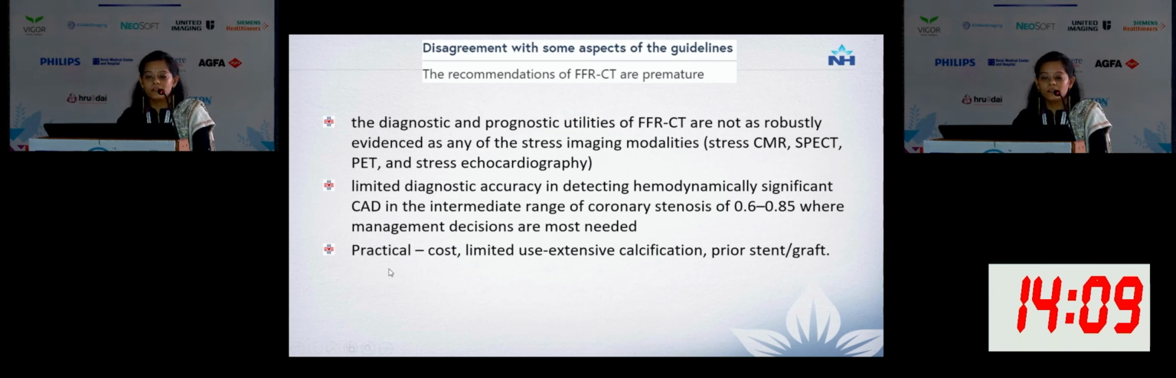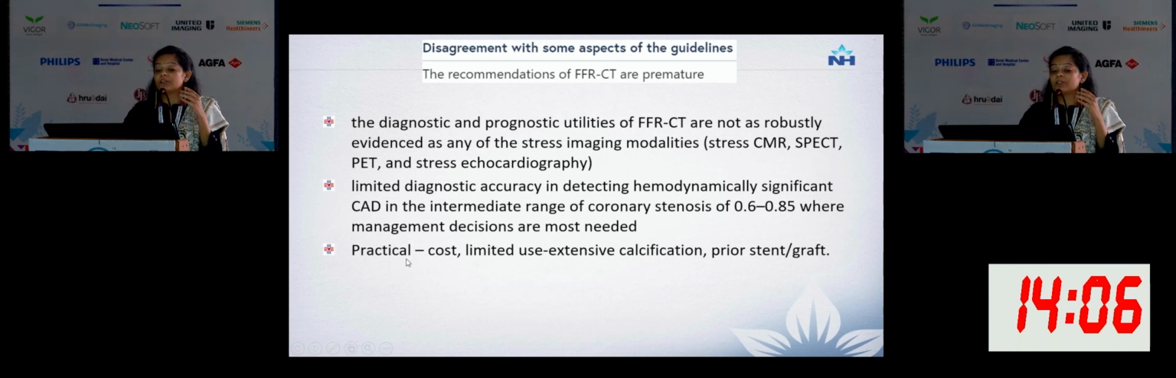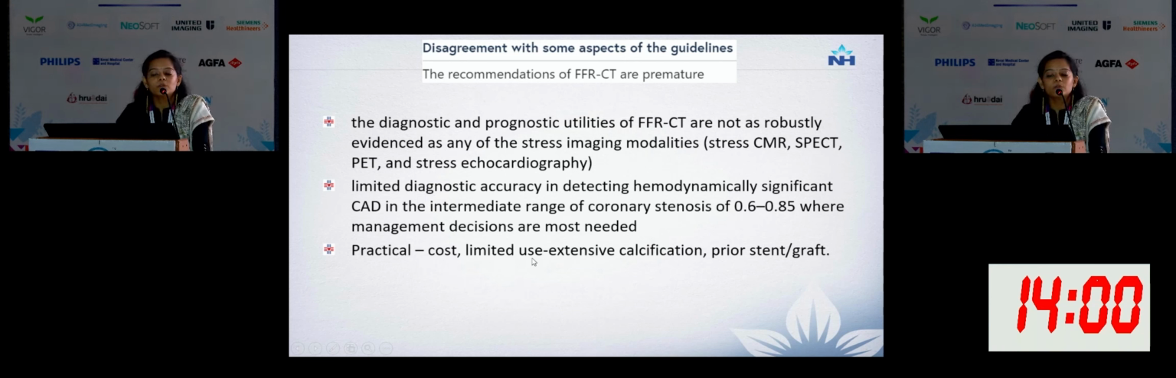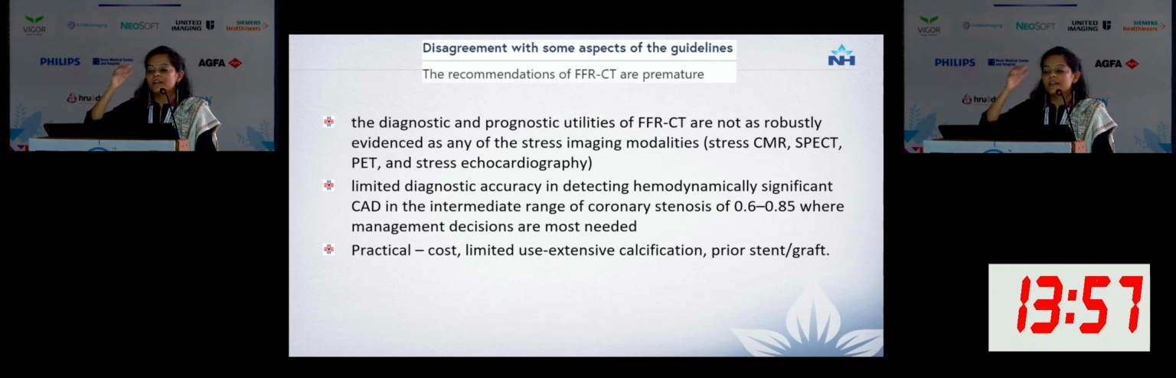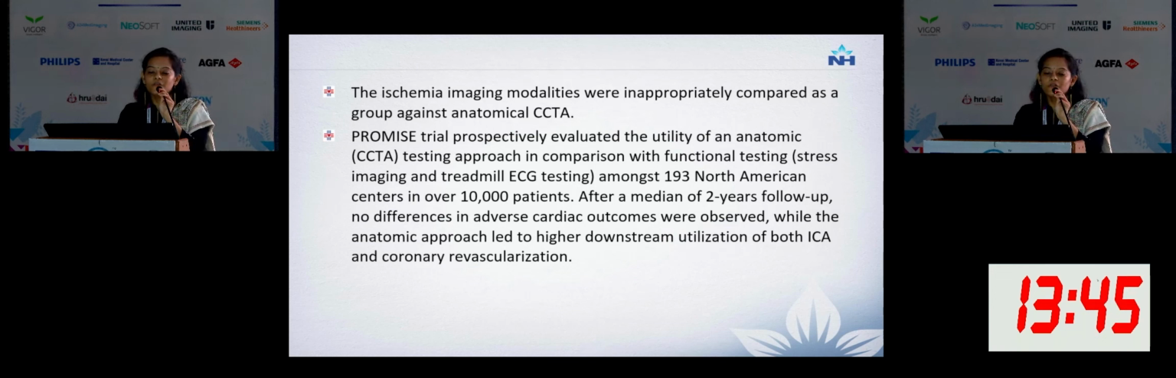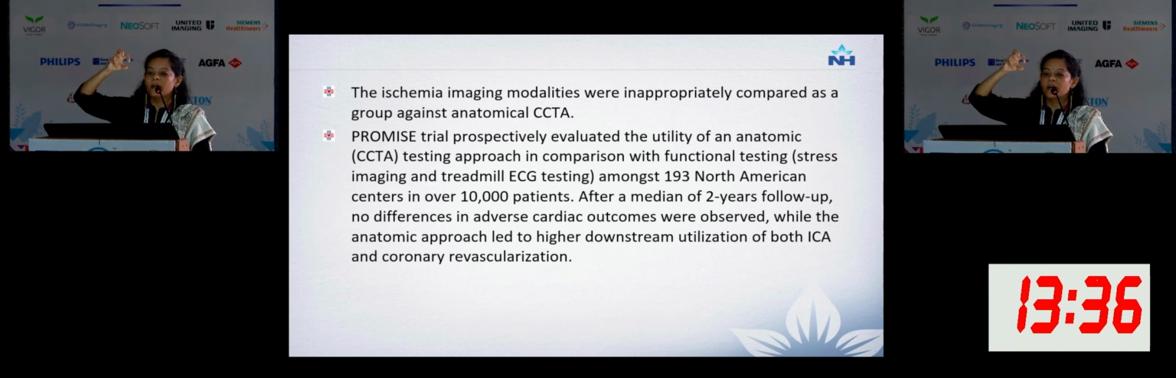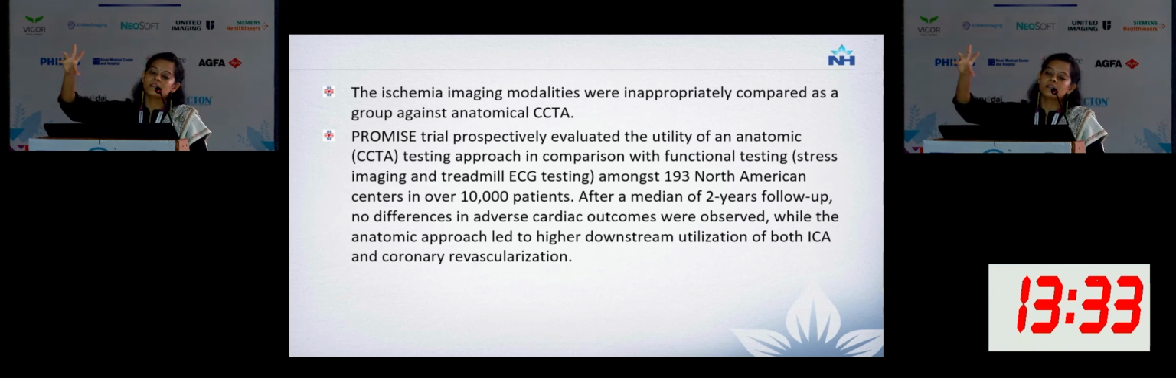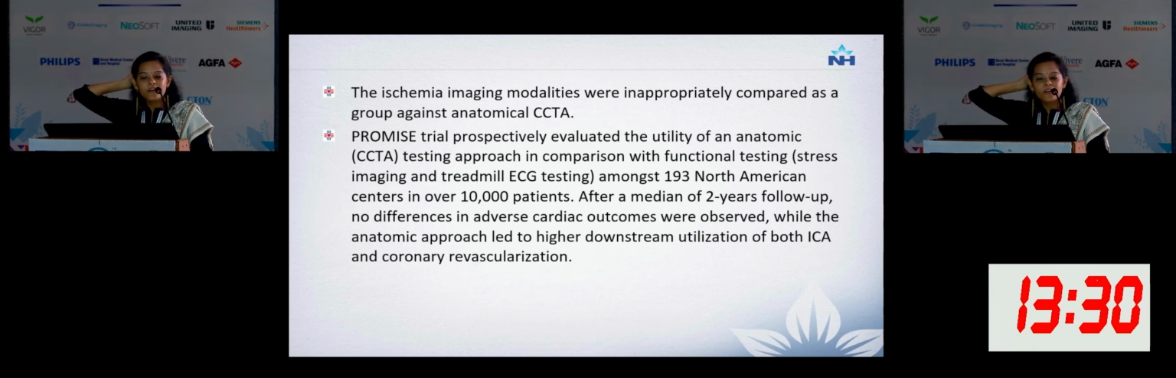They also felt that it was not practical enough in regards to cost, and like Bhavna mentioned, it has limited use. CT-FFR has limited use in a lot of conditions like coronaries with extensive calcification, prior stent, prior graft, valvular heart diseases, and so forth. They further commented that the guidelines have grouped the ischemia imaging modalities as a group and compared them to anatomical testing like CT, and they felt that it should not be considered as a group.